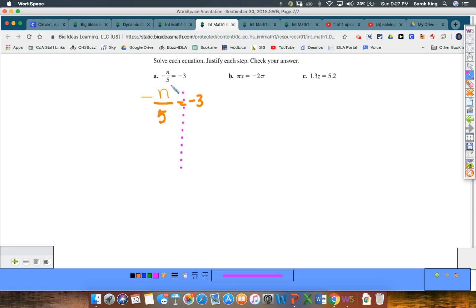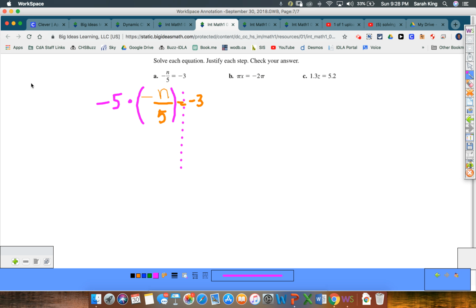And so I want to get rid of this dividing by 5. The opposite of dividing by 5 is to multiply by 5. Sometimes we put parentheses around this whole side. And I notice there's a negative here too. So if I multiply by a negative 5 on both sides, a negative times a negative makes it positive, and it allows that 5 in the bottom to go away.